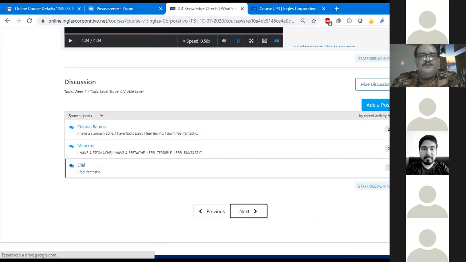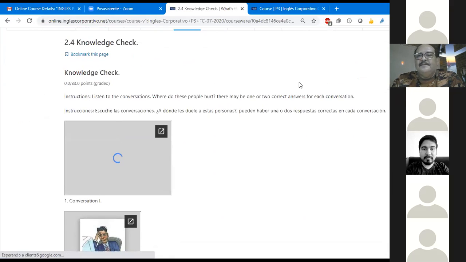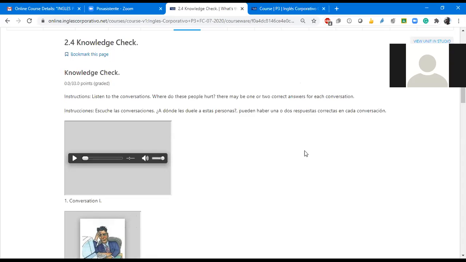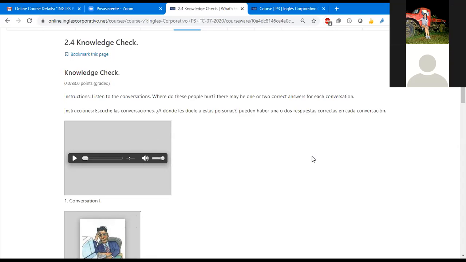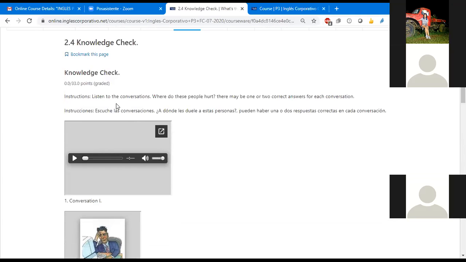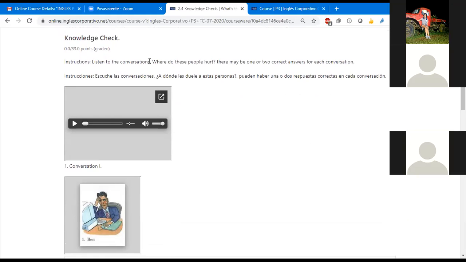Okay, now we have the next one. We have the listening. And let me see now who wants to read the instructions here. Okay, Vladimir? Can you please read the instructions here? Instruction. Listen to the conversations. Where do these people hurt? There may be one of two correct answers for each conversation. Okay, good.